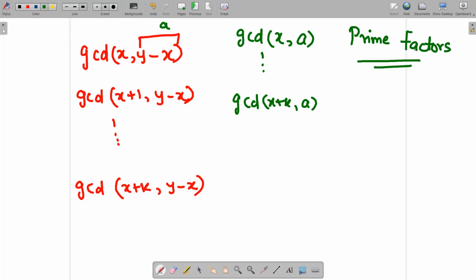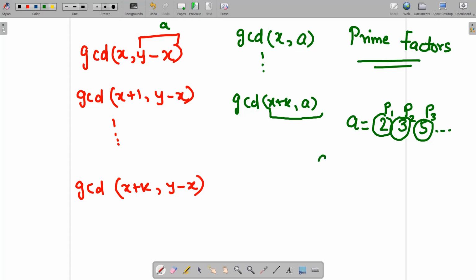Prime factors. So why are we going to use the idea of prime factors? Suppose a has the prime factors, let's say, 2 power p1, and again 3 power p2, again 5 power p3, and so on. Like a can be represented as the product of its prime factors, right? So we would only be considering the primes exactly 2, exactly 3, exactly 5. Now we need to make sure that whenever this GCD of x plus k comma a becomes divisible by any of the prime factors, it means that the GCD will not be equal to 1.